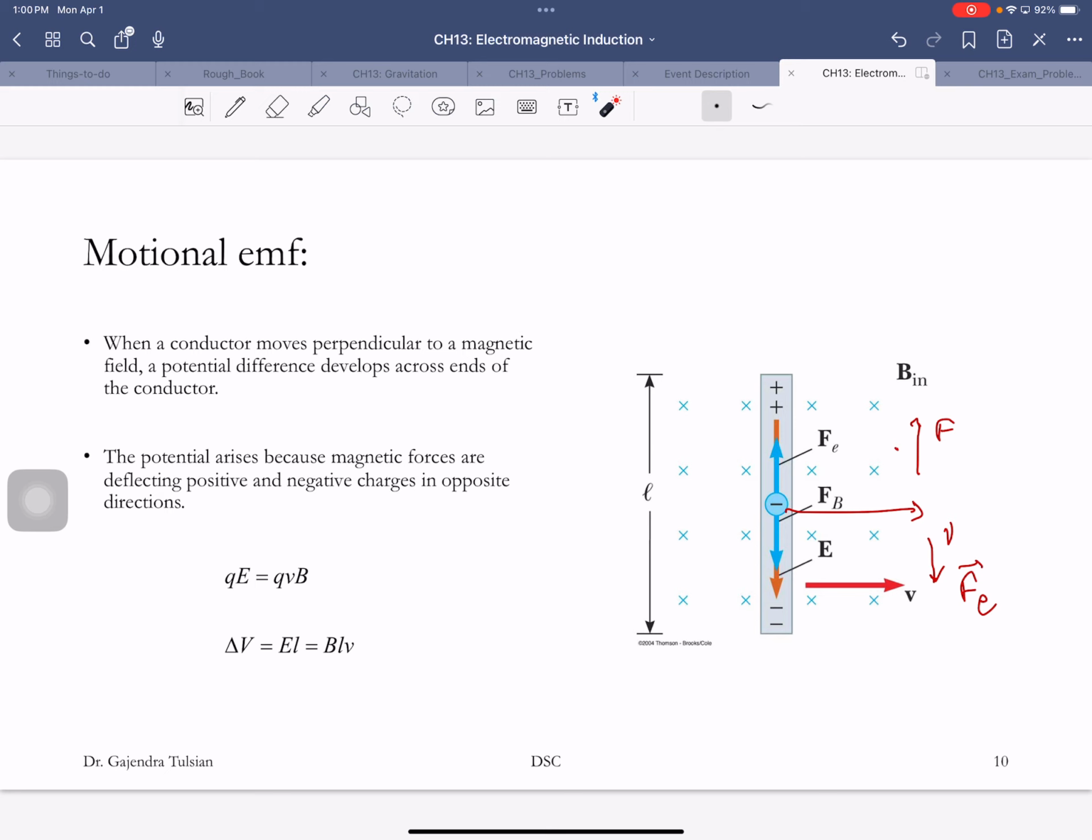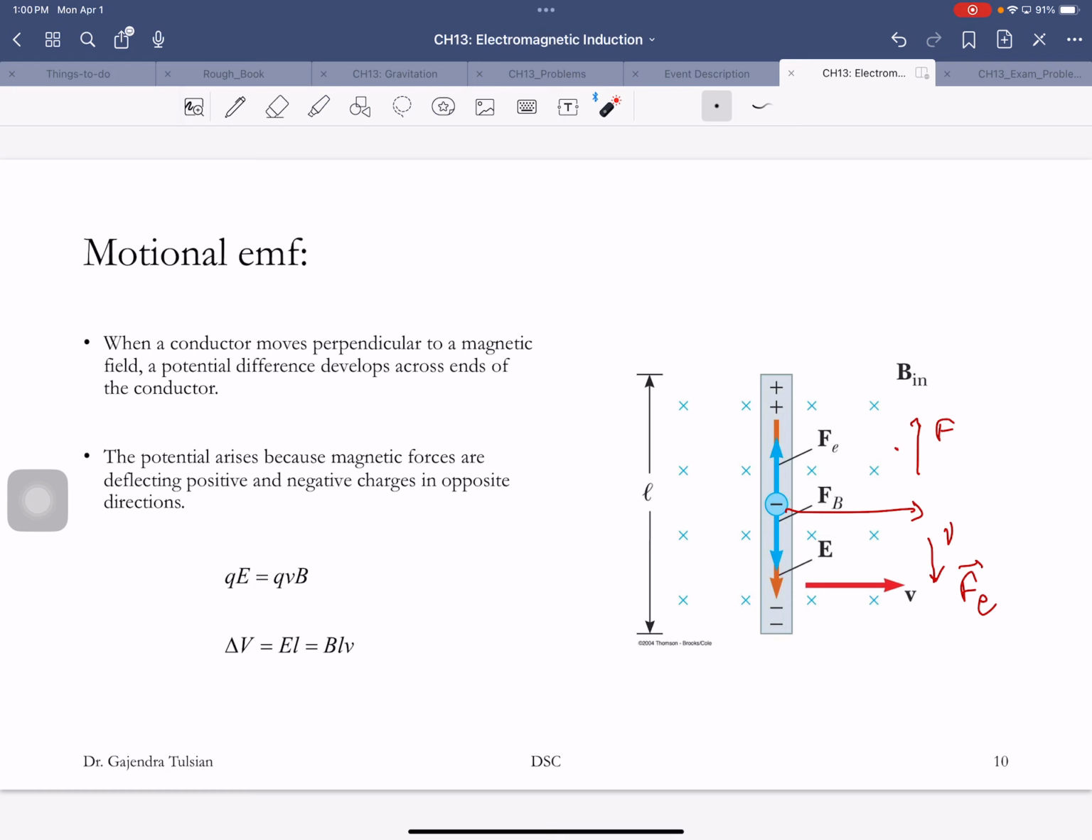Again, you take a metal rod, you move it in the presence of a magnetic field, and you develop a voltage across this metal rod. It's become a battery. So the energy you put in moving the rod is converted to electrical energy.